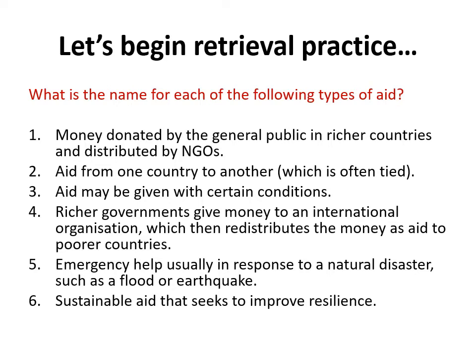So on the screen are 6 definitions from memory. So without looking back in your book, without looking at the definitions, without going back to the last slide, I'd like you to write the numbers 1 to 6 down in a margin, and next to them, just write the names of those 6 types of aid. Try and remember as much as you can.